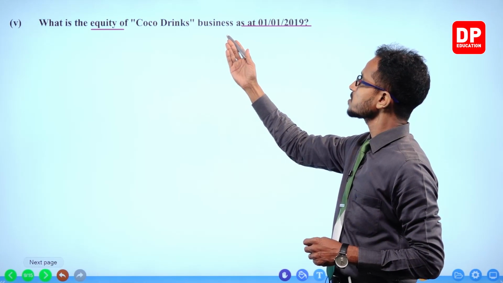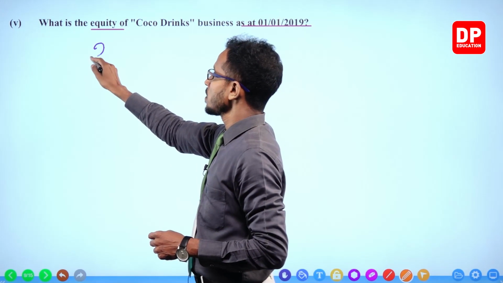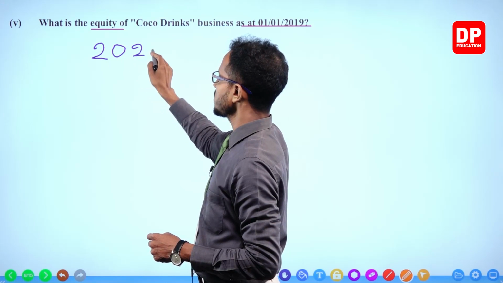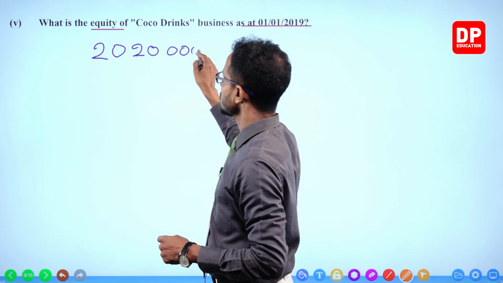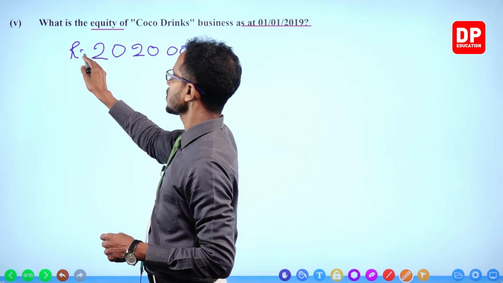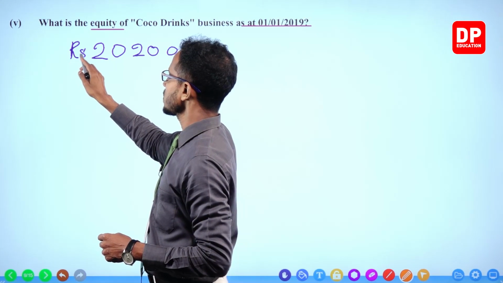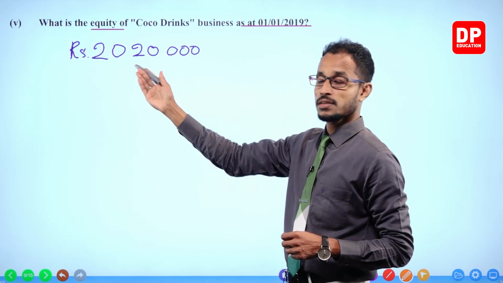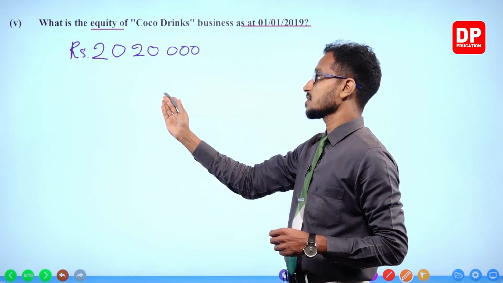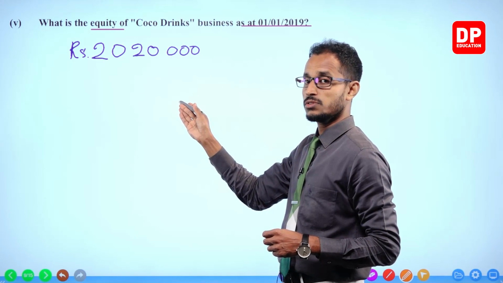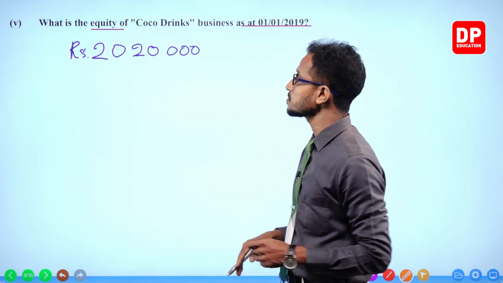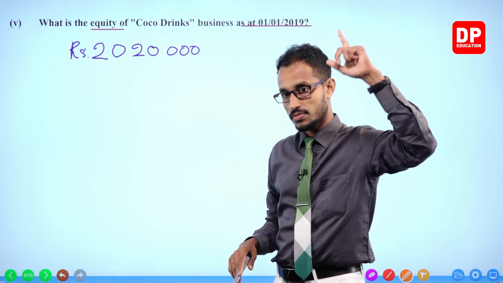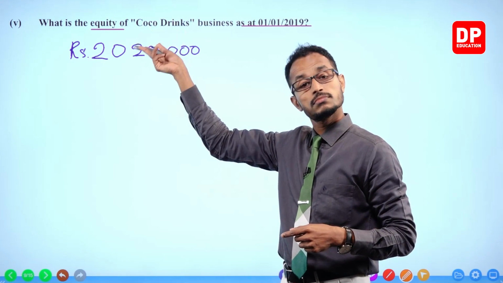Equity of cocoa drinks business. You have to do the calculation here. You get what I'm saying? You have to show assets 20 lakhs 50,000 minus liabilities 30,000 becomes 20 lakhs 20,000. I did the calculation there in that slide.